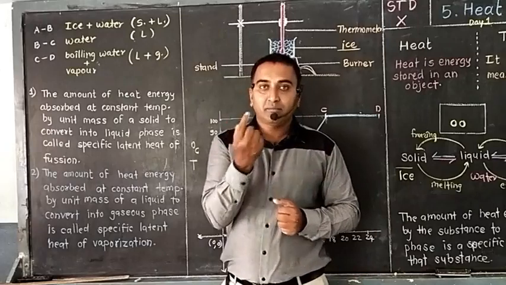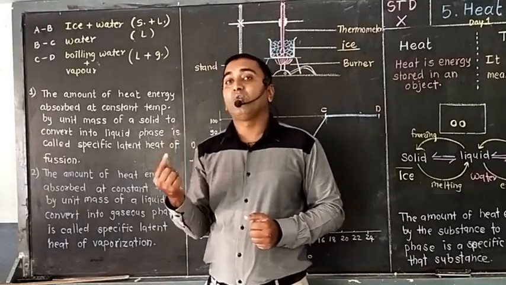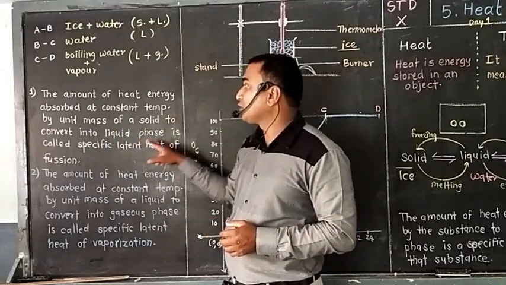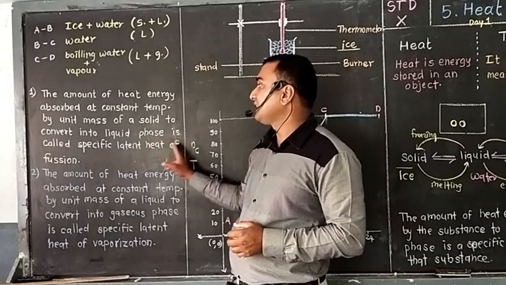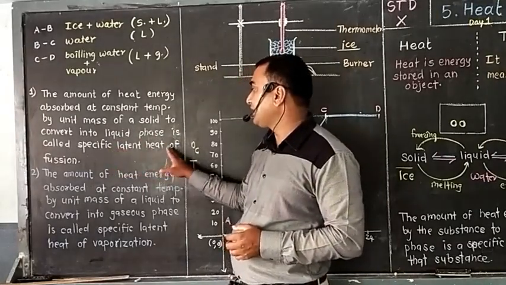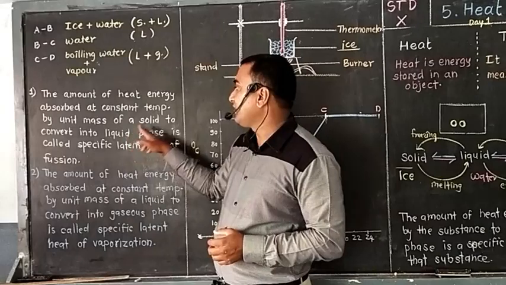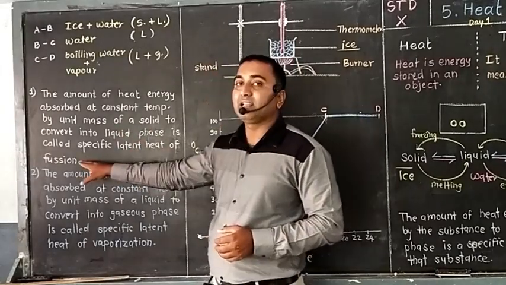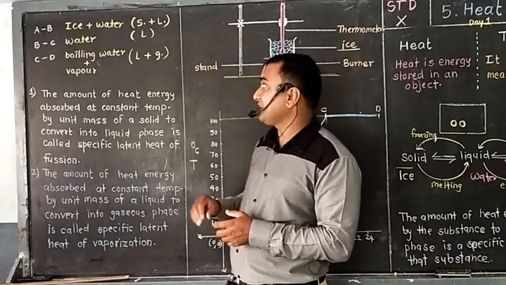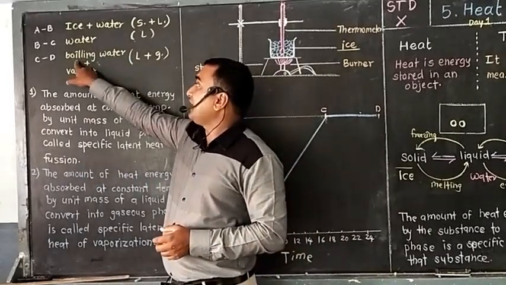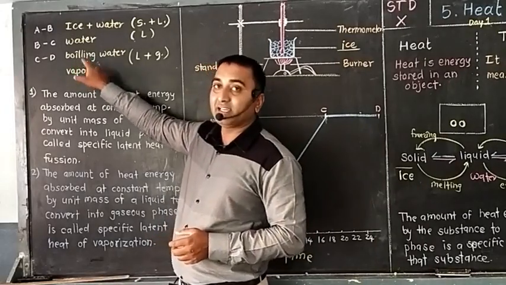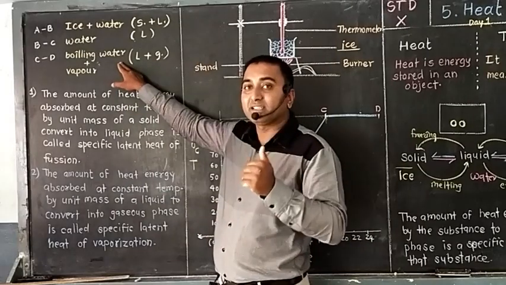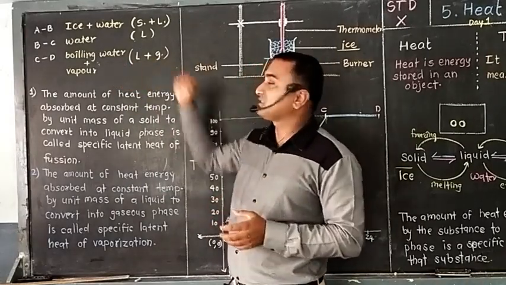Unit means 1. It may be 1 gram of water, or it may be 1 kilogram of water. Water may be the material. The amount of heat absorbed at constant temperature by unit mass of a solid to convert into liquid phase is called the specific latent heat of fusion. That means when the conversion is solid to liquid, that latent heat is called latent heat of fusion. Now the second: at the boiling point, that is 100 degrees Celsius, the temperature remained the same, but it was absorbing heat to change the phase. So this is also one latent heat.